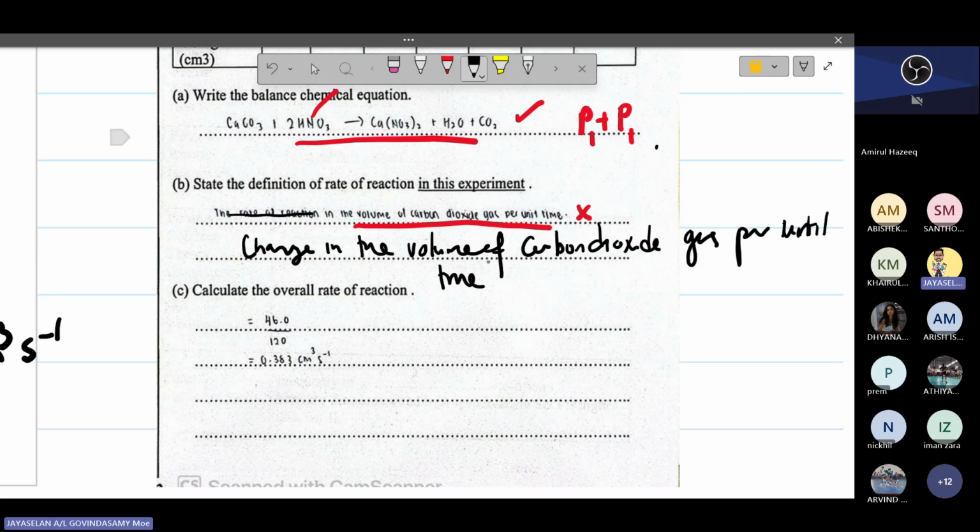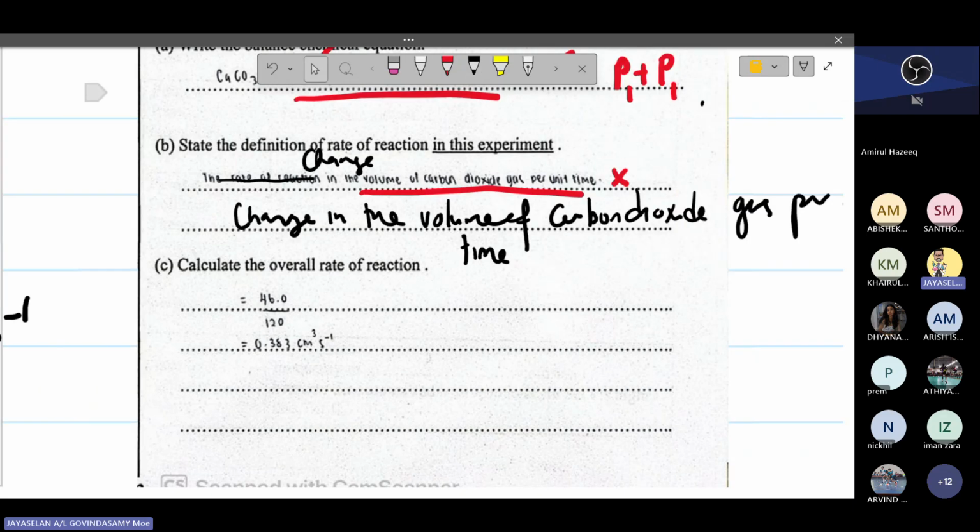Per unit time. So when we mark this one, we will feel sorry for the student. We cannot give mark because of this word change. So for the rate of reaction, they already say change. It will change. At 30 seconds it changes, at 60 seconds it changes, at 90 seconds the volume keeps changing until at one point of time the volume remains unchanged. That means the reaction already stopped. Understand or not? Okay, now we see.